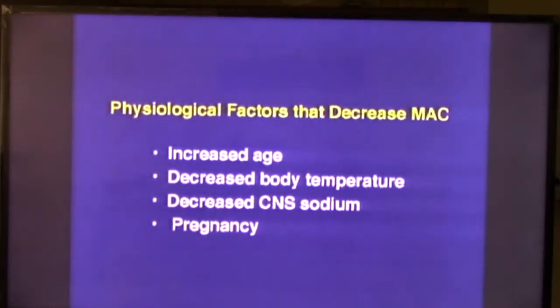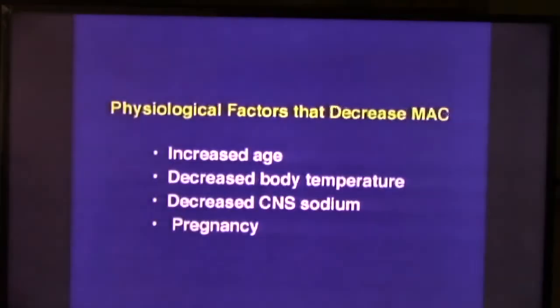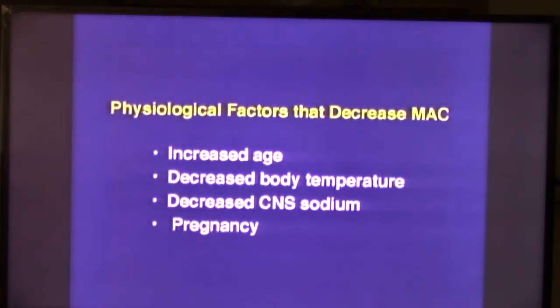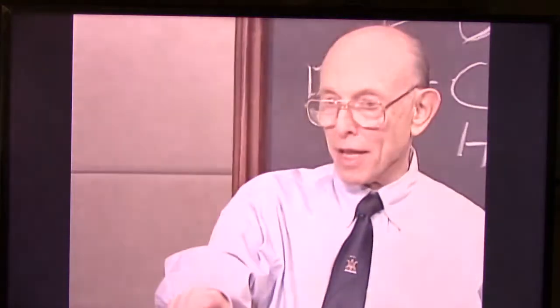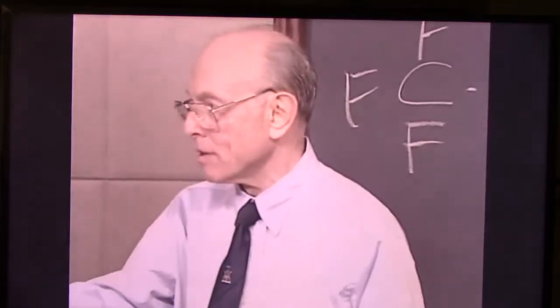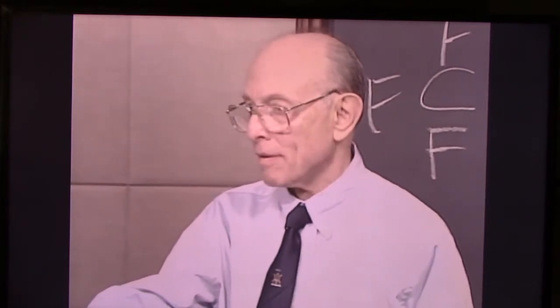The other factor is decreased central nervous system sodium will decrease MAC, and increased sodium will increase it. How can we get a change in central nervous system sodium? What might you do? Under what clinical circumstances could this happen? Say it louder, James. Dehydration. Dehydration, right. What else? SIADH. I don't know what that is.